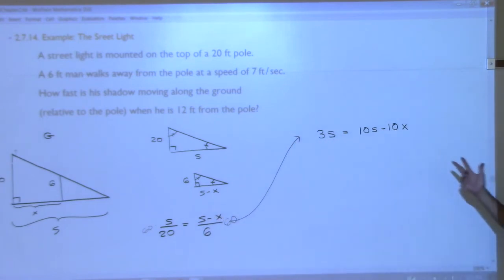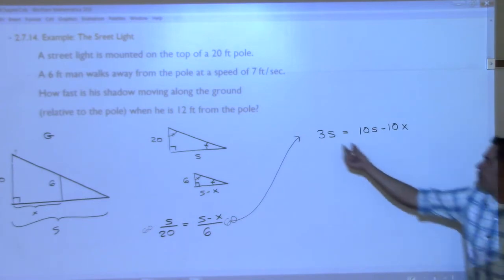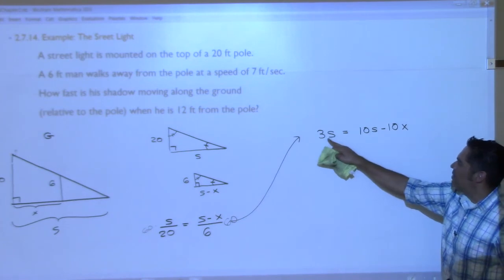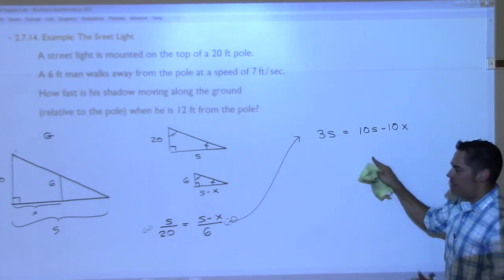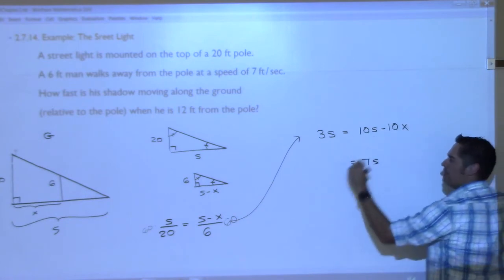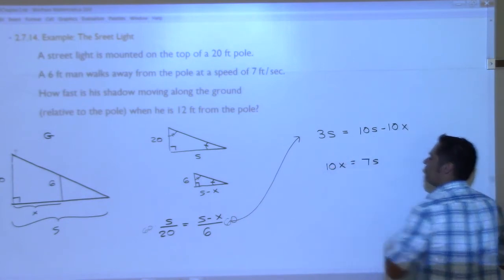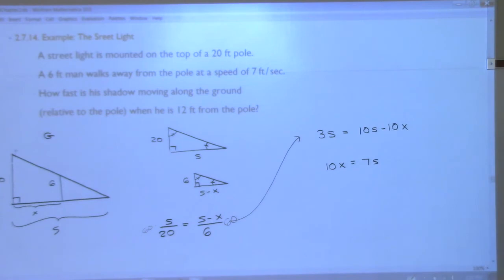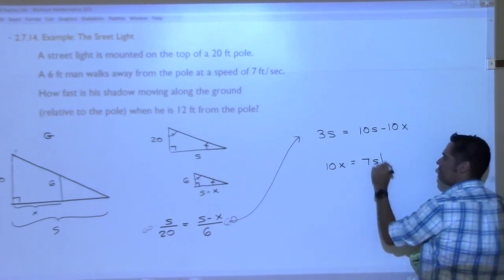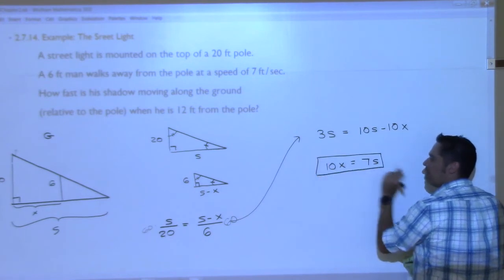See, isn't that equation a little nicer? So let's move all of our s's to one side and all of our x's to the other. I want to put my s's together because some of them will go away. So I'm going to subtract 3s here, make that 7s. And then I'm going to take this to the other side and make it 10x. Isn't that a nice little equation? So this is our equation right there, simplified out.